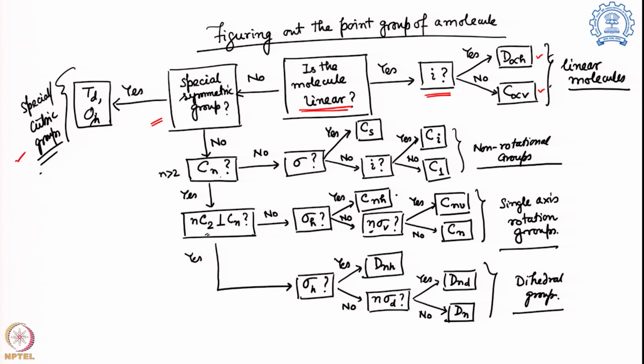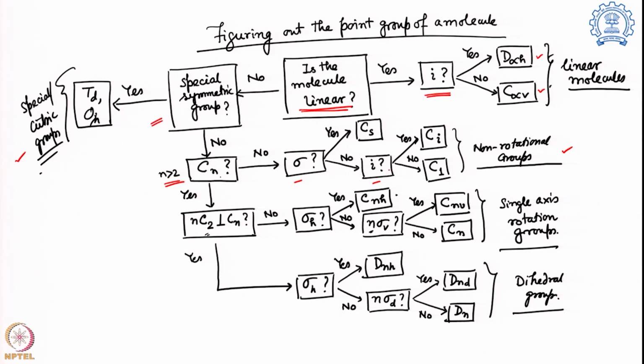The similarity between the dihedral and single axis rotation groups is that both of them have Cn, a single axis of rotation. However, the non-rotational group does not have that. So, this will be the question I will ask: whether I have a Cn or not, where n is greater than 1. If the answer is no, I belong to the non-rotational groups, either Cs or Ci or C1. That we differentiate by asking whether you have a sigma or not, or i or not. It does not matter which question you ask first, i or sigma, because it will have only one of them if it has any, and with that it will be Cs or Ci, and then if it has nothing, it will be C1.